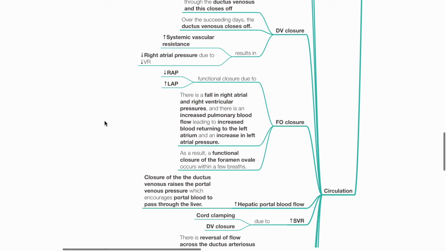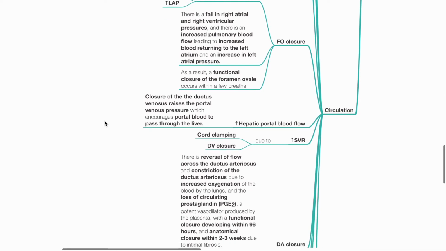Foramen ovale closure. Functional closure occurs due to reduced RAP and increased LAP. There is a fall in right atrial pressure and right ventricular pressures, and there is an increased pulmonary blood flow leading to increased blood returning to the left atrium, and this increases left atrial pressure. As a result, there is a functional closure of the foramen ovale, which occurs within the first few breaths.